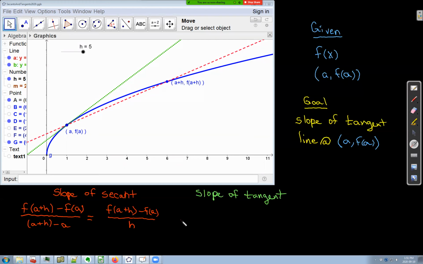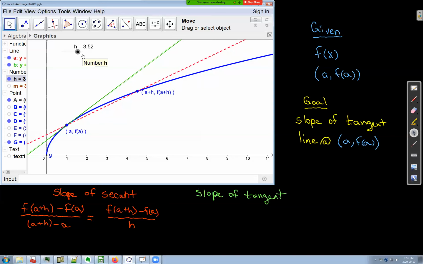But now here's Newton's brilliant idea. What if we make h smaller? Let's move this slider. As I move the slider, it's going to make h smaller. You can see that as h gets smaller, the red secant line is getting closer to the green tangent line. I hope you saw that, and I'll do it again. Pay attention: as h gets smaller, watch how the red secant line gets closer to the green tangent line.